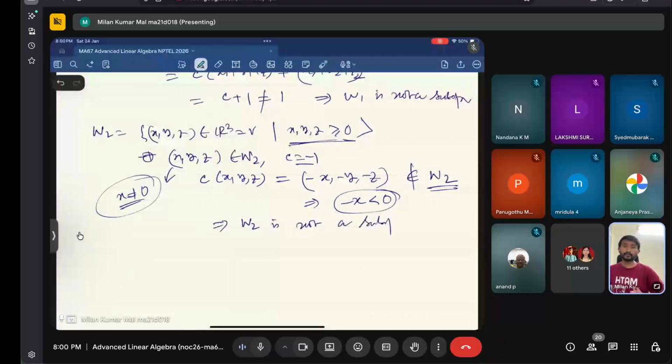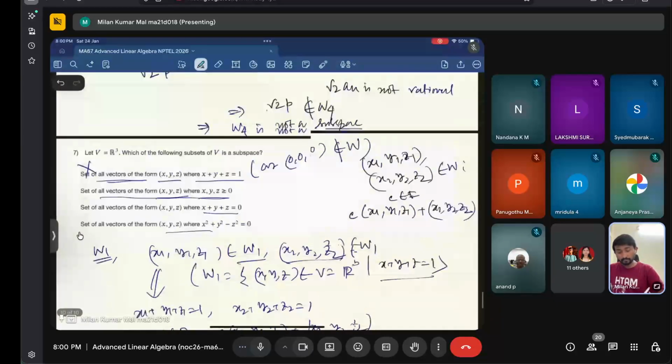If there is any doubt, they are very easy, but even if there is any doubt, it's better to clear. Okay, so if you have any doubt, you can ask, not a problem. So this is not a subspace.